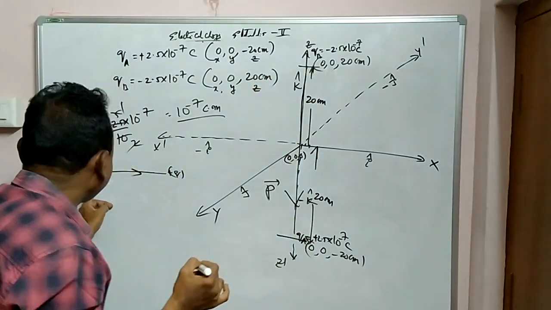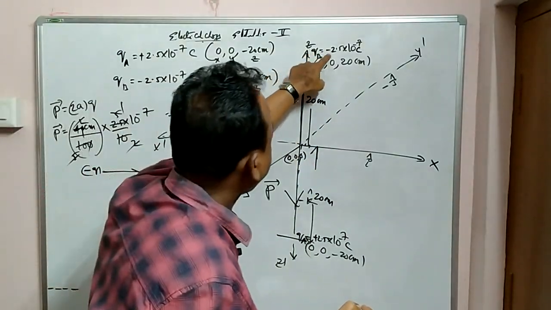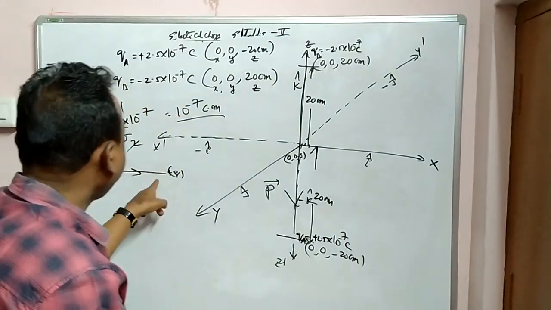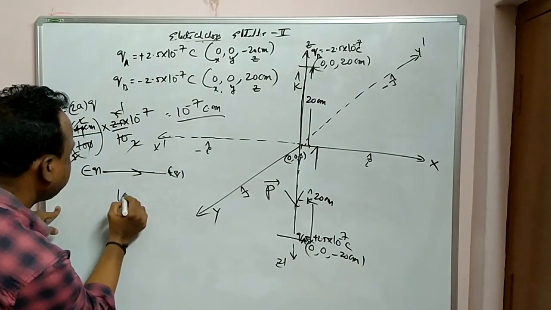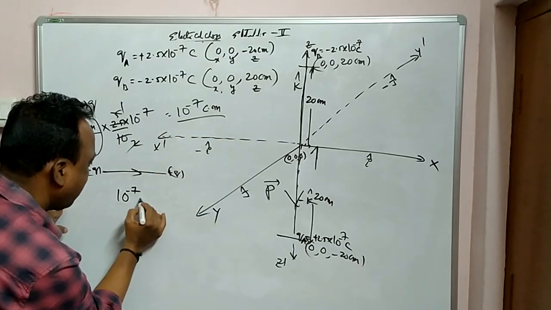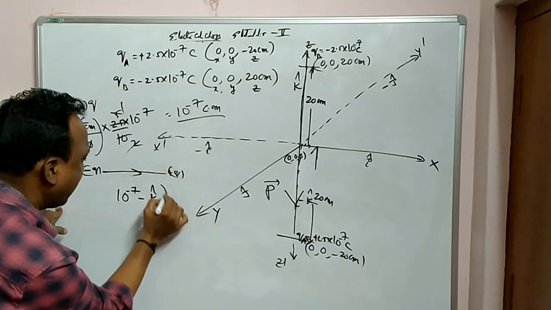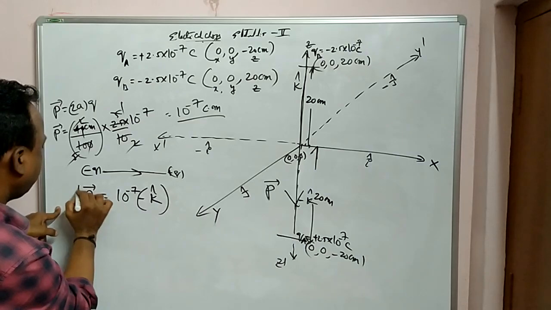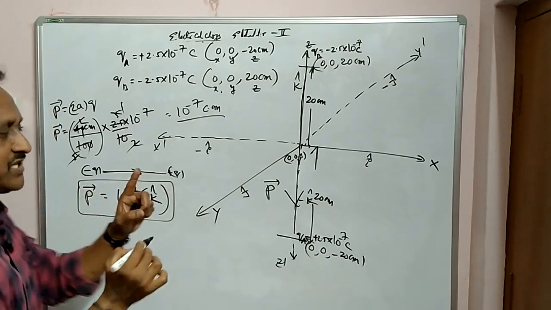Direction, from minus charge to plus charge. This is minus value, this is plus. So positive z to negative z. So what is the direction? Direction is 10 to the power of -7 negative z axis, that is minus k cap. So this is the value, dipole moment. Like this you have to solve the problem.